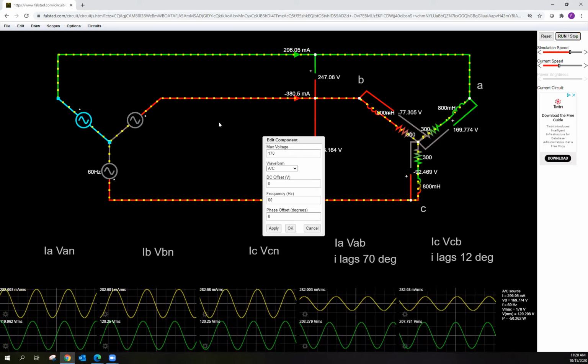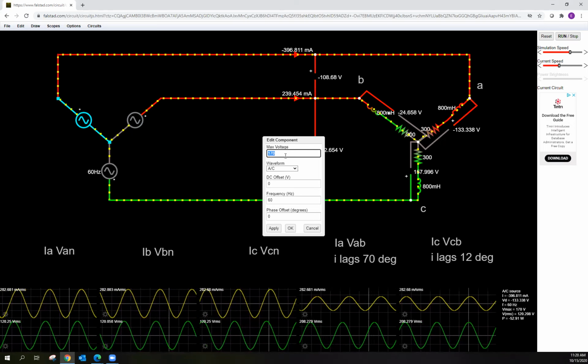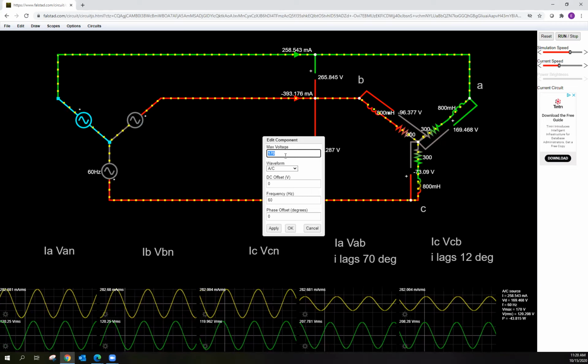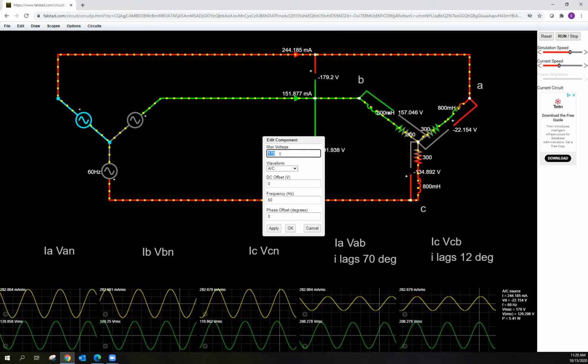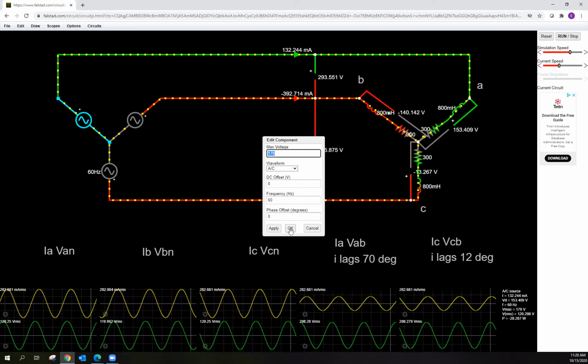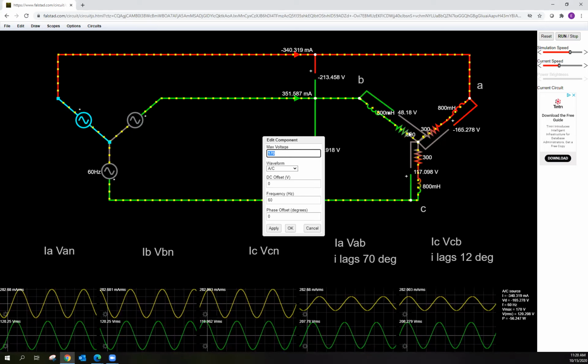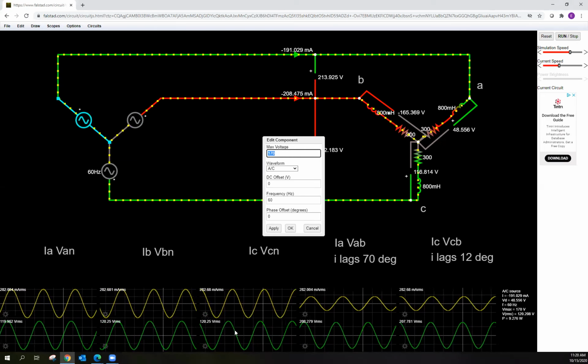Notice I have my 3-phase voltage. I have 170 volts max, which means that by the √2 RMS ratio, this should be 120 volts RMS. Do we see that here? Yes, we do, because look at this voltage here and this voltage here. These are 120 volts. Excellent.